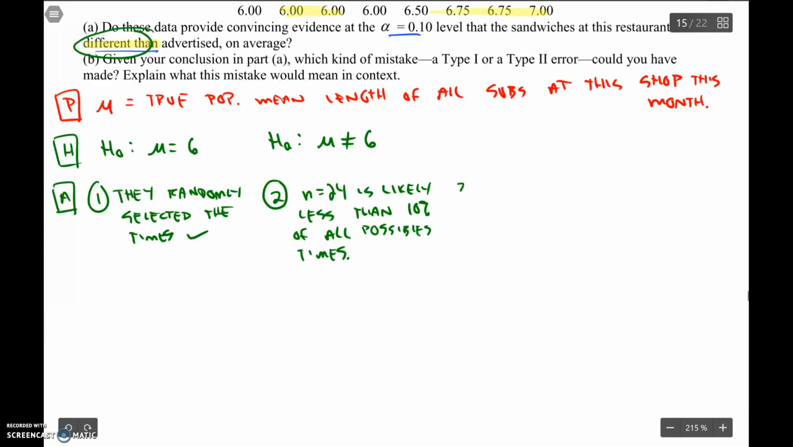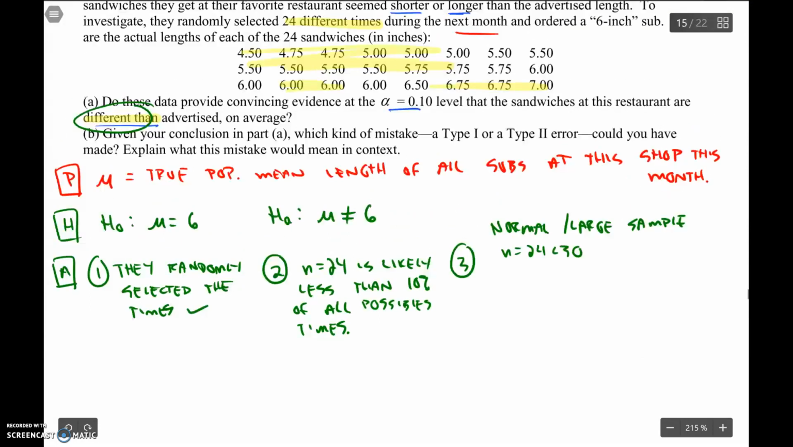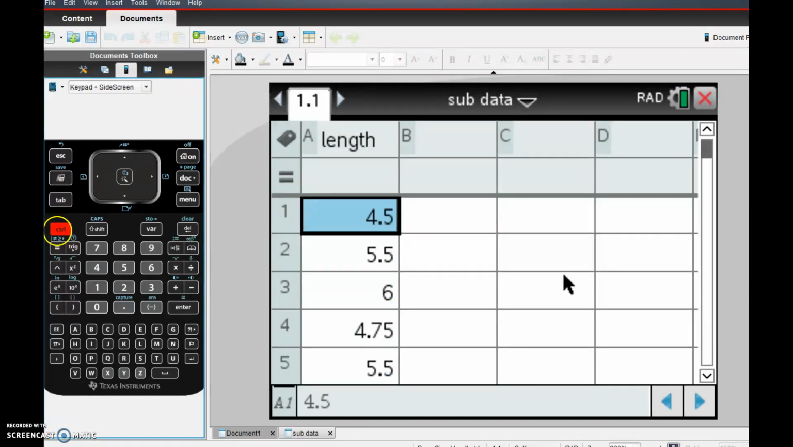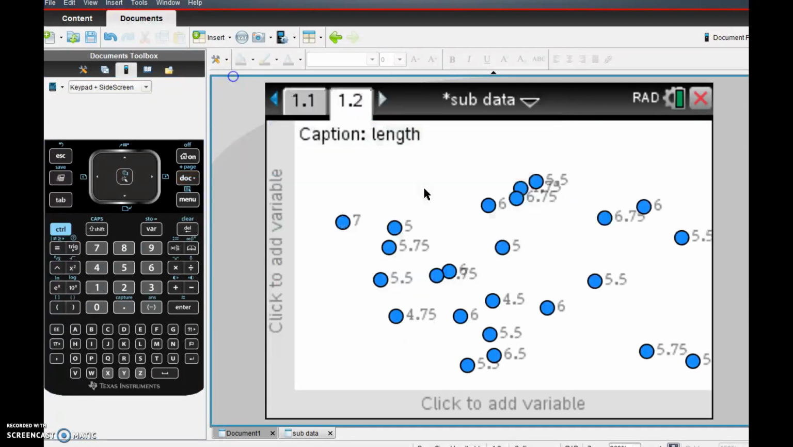Whatever, it's fine. Third check is called normal large sample. Unfortunately, our sample is not large enough. N equals 24 is less than 30, so that's not good. So let's take a look at our sample data to see if our sample gives us evidence that the true population distribution is perhaps normal, maybe.